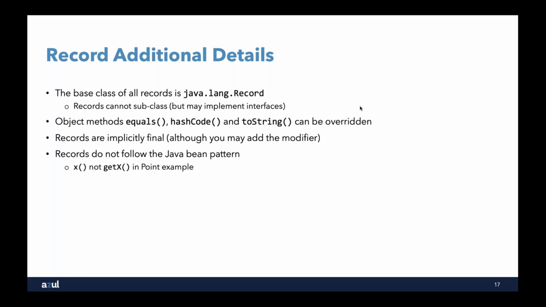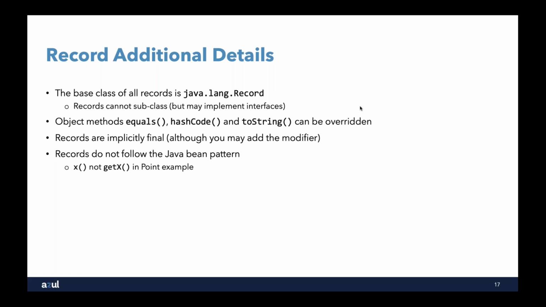Interesting thing here is that the records do not follow the Java bean pattern. By that, what we mean is that the accessor methods are the name of the variable that we're storing in that record. In the case of our point, x and y are the names of the methods to access the values of x and y. If we were following the bean pattern, then we would use getX and getY.